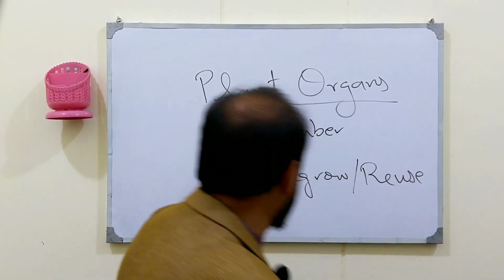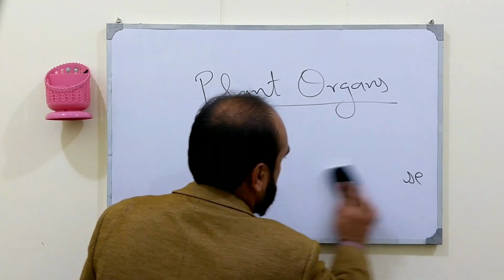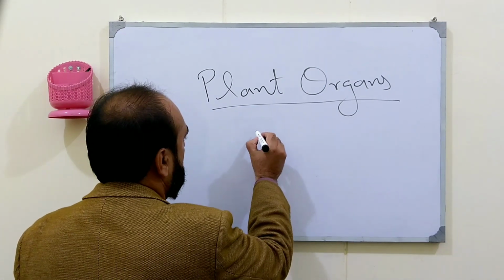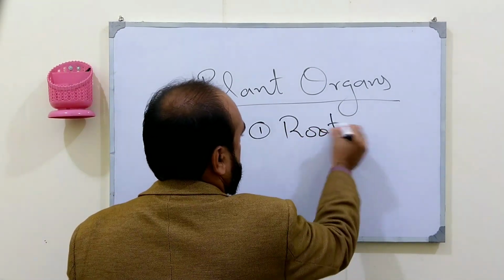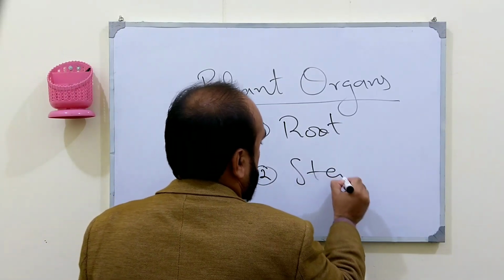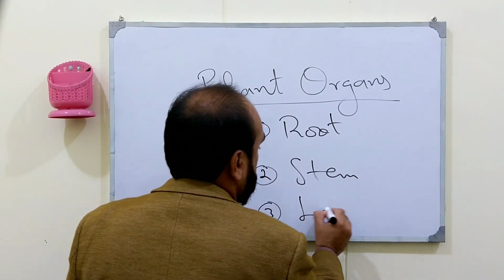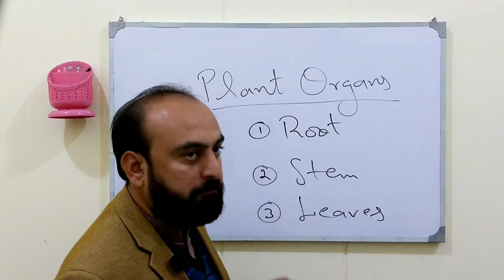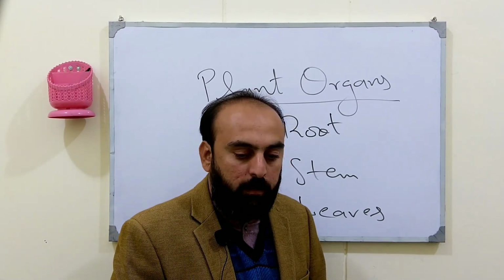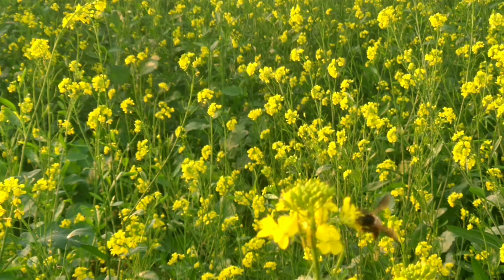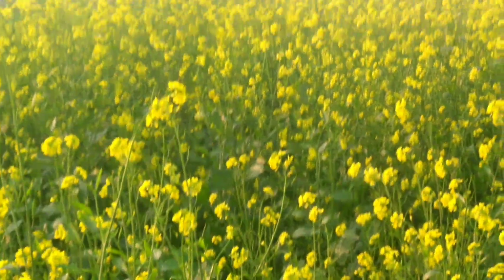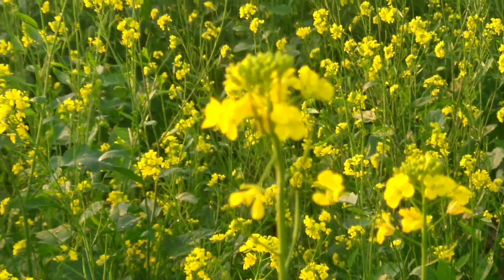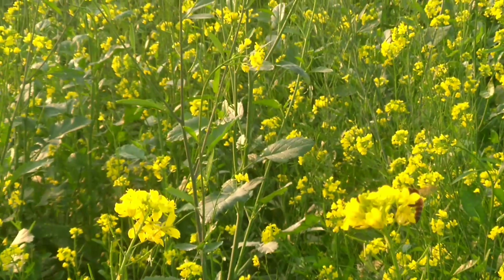If we talk about a plant body, it has three vegetative organs: roots, stem, and leaves. So these are three vegetative organs. Flowers are the reproductive structure or modified leaves containing the sexual reproductive organs necessary for seed production. So they are modified leaves.